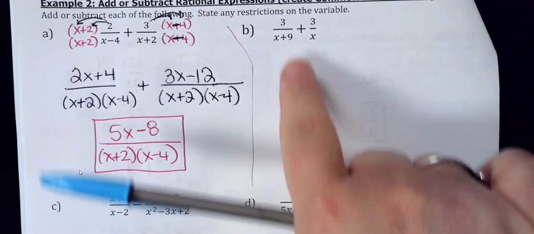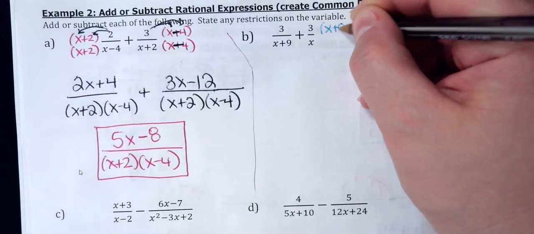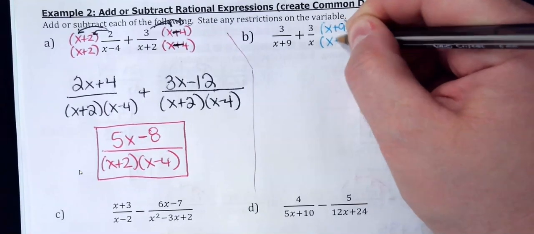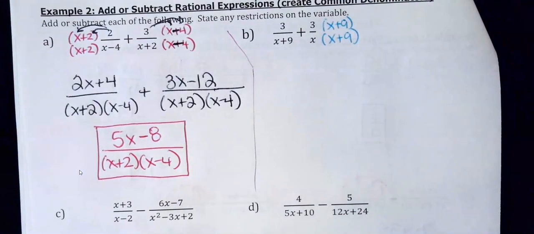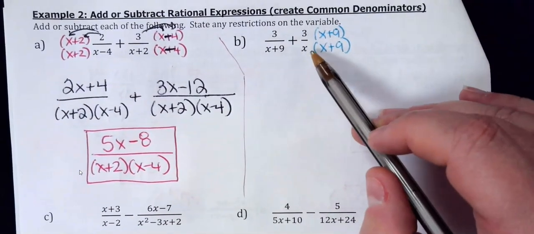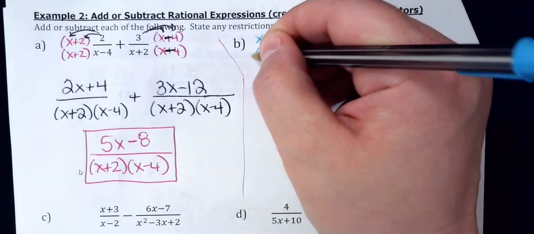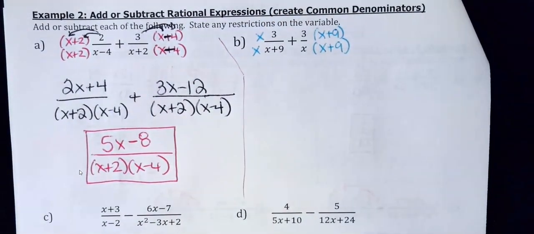So if this has an x plus 9, then to make it a common denominator, to make it match, I'm going to need to multiply top and bottom of that second fraction by x plus 9. This fraction has just a plain x by itself, so to create that common denominator, I'm going to need to multiply the top and bottom of that first fraction by x.